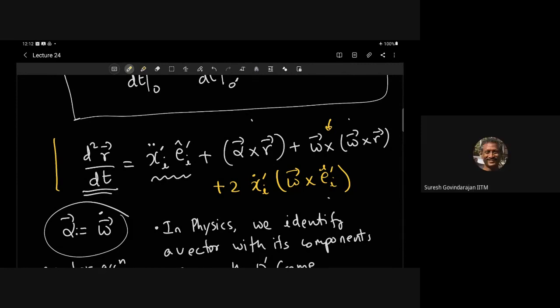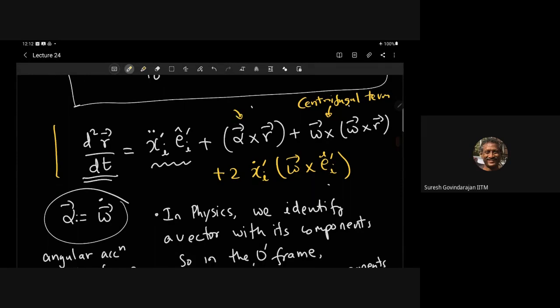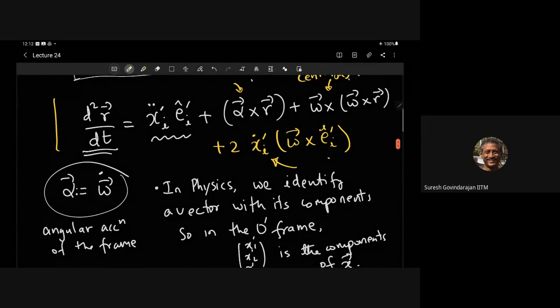Centrifugal force. Exactly. Not force, centrifugal term. And this is the angular acceleration term. I won't give it a name, this one. But this one is an interesting one.